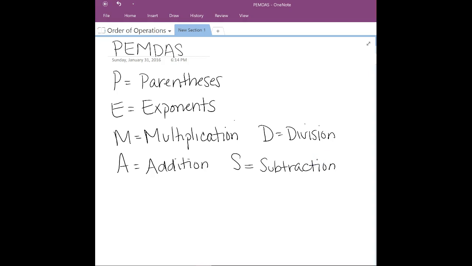Now you may wonder why I put multiplication and division on the same row and addition and subtraction on the same row. It's because these operations are equal to one another, and in that case, when we have both multiplication and division in the same problem, we do them from left to right. Likewise, with addition and subtraction, if we have addition and subtraction in a particular problem, we will also do those from left to right.